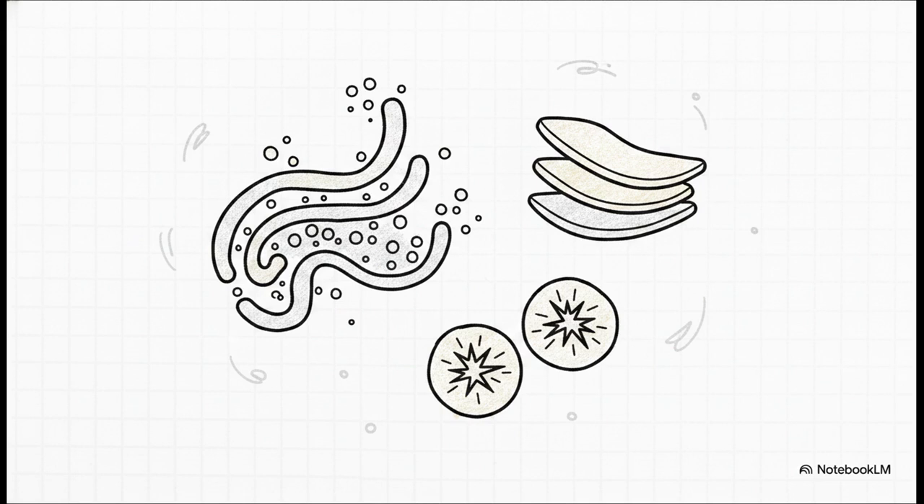These are the city's specialized workers. The endoplasmic reticulum is basically the transport highway, while ribosomes are busy synthesizing proteins. You've got Golgi bodies acting like a cellular post office, packaging materials and lipids for target destinations.